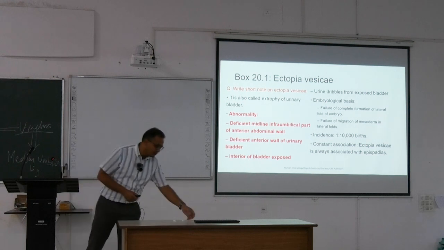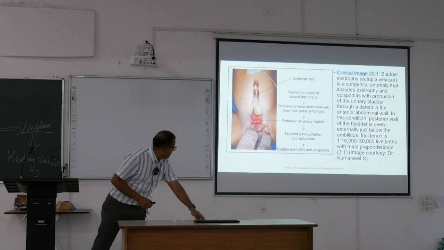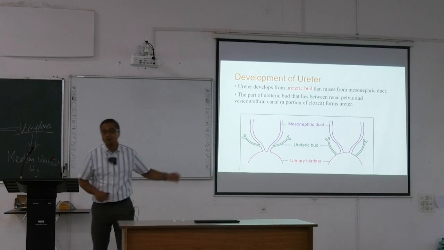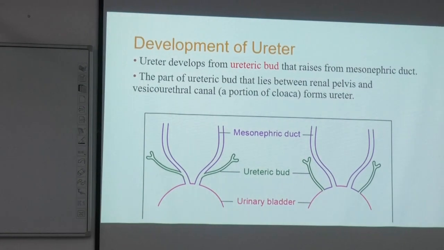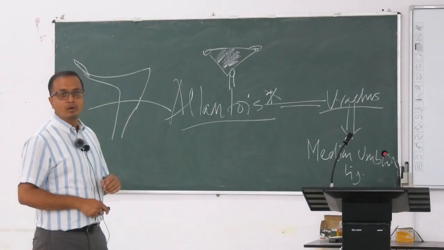Now, the rest is very short about the rest of the development. So, we talk about this particular ureter. Again, this is a very easy thing about the ureter. We just do not want to dig deep into it. So, the ureter develops from the ureteric bud.